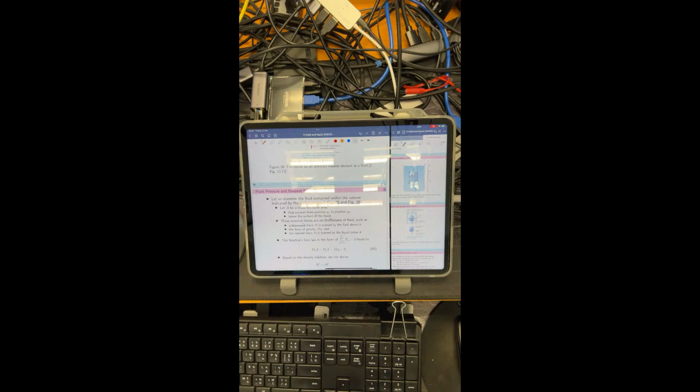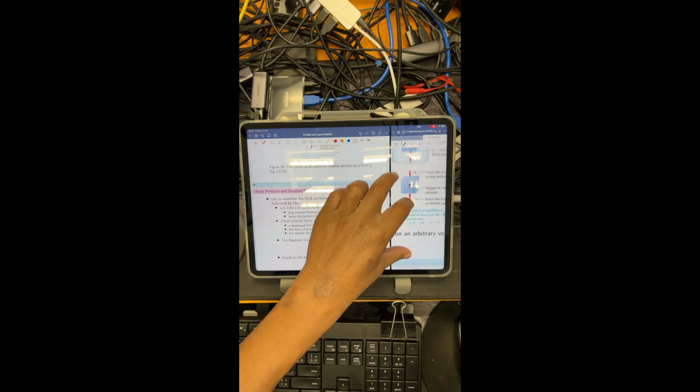Three external forces act on this volume of fluid: the downward force P1A exerted by the fluid above, the force of gravity mg, and the upward force P2A exerted by the liquid below. Newton's first law, in the form of the summation of forces remaining zero, leads to this expression, which is the same thing here.